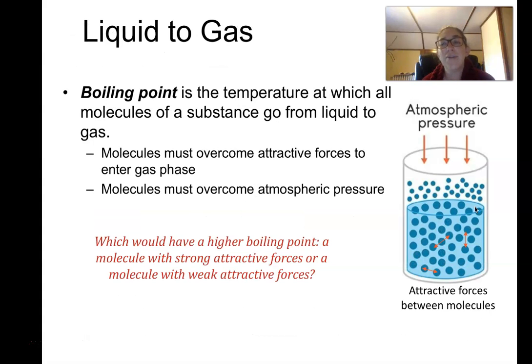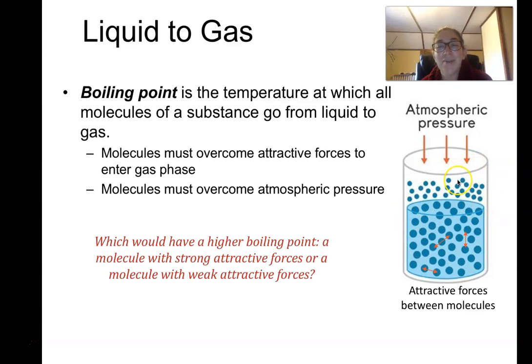So when we go from a liquid to a gas, we call the temperature that changes the substance from liquid to a gas, that magic temperature, the boiling point. And at the boiling point, you get boiling, you get air bubbles coming up from the bottom to the top. Those are the molecules turning into a gas.